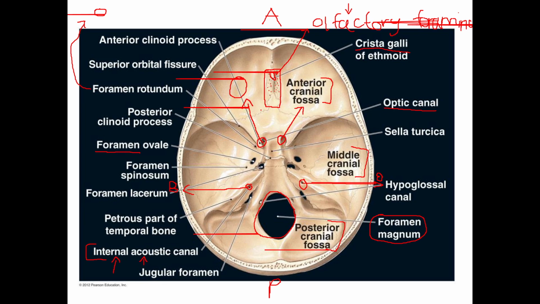Our ethmoid bone exists inside of the nasal cavity, and all of these holes that allow for direct communication to the brain inside of the skull are going to allow for the passageway of the nerves that control our sense of smell. So we are going to have to know these: olfactory foramina, optic canal, internal acoustic meatus, as well as foramen magnum.